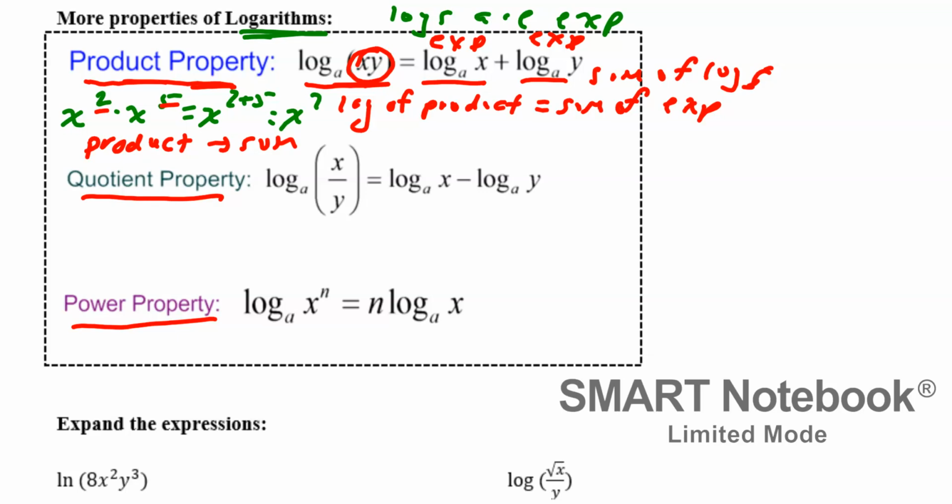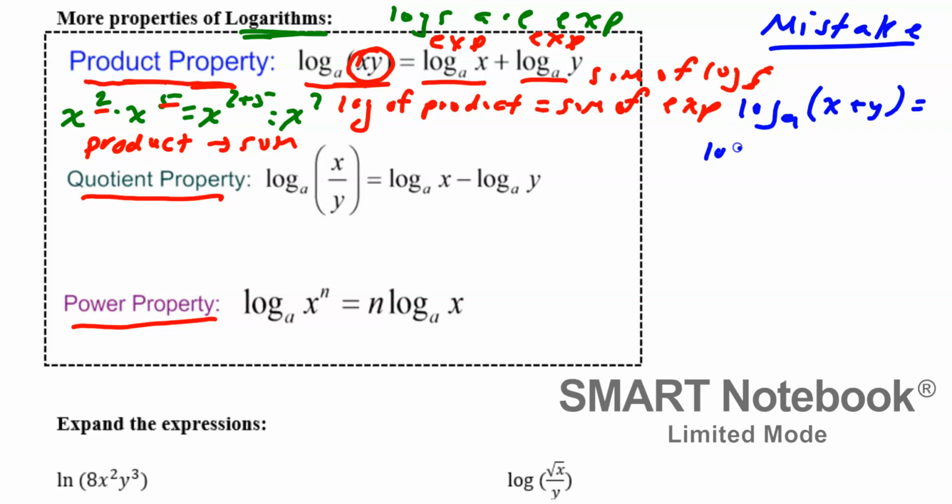A common mistake, and I'm going to do these in blue over here, a common mistake is for students to think that this is true as well. Log base a of x plus y, some students seem to think that that's the same as log base a of x times log base a of y. This is not true. You can't go the other way. You have a single log with a product, and that gives you two separate logs added. It doesn't work the other way around. It isn't log of an addition equals a multiplication. It has to relate to the exponent rules that we already know.